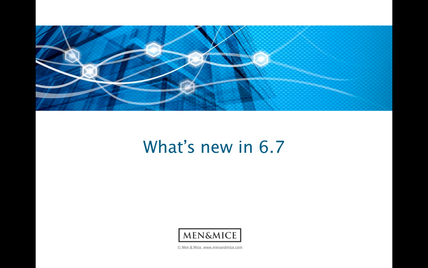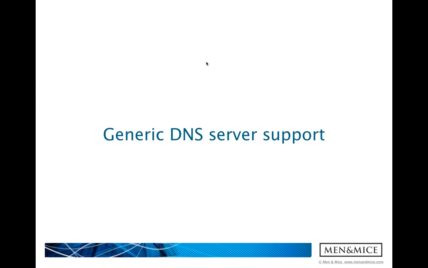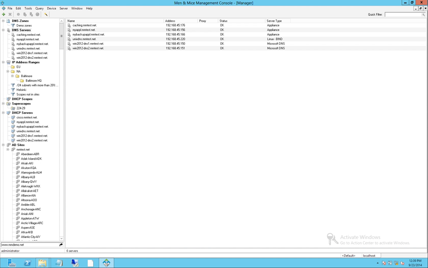In this video, we will show you the new features of version 6.7 of Men&Mice, starting with the generic DNS server support. With the generic DNS server support, we are adding support for multiple DNS servers, starting now in version 6.7 with PowerDNS and Amazon Route 53.